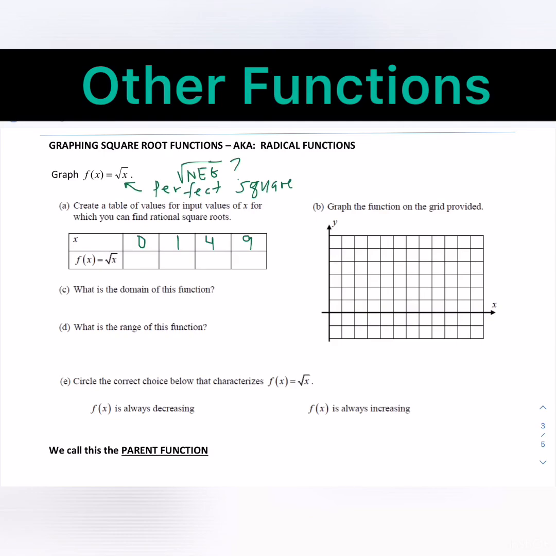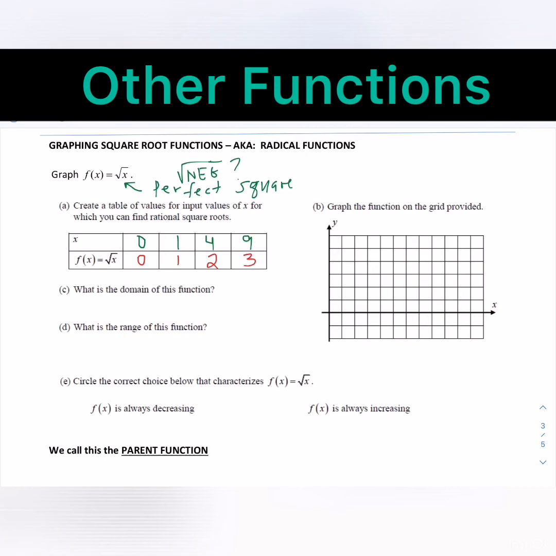Square root of 0 is 0, square root of 1 is 1, square root of 4 is 2, and square root of 9 is 3. So what we're going to do is come over and graph those points. So take out your pen or pencil and begin graphing these points.